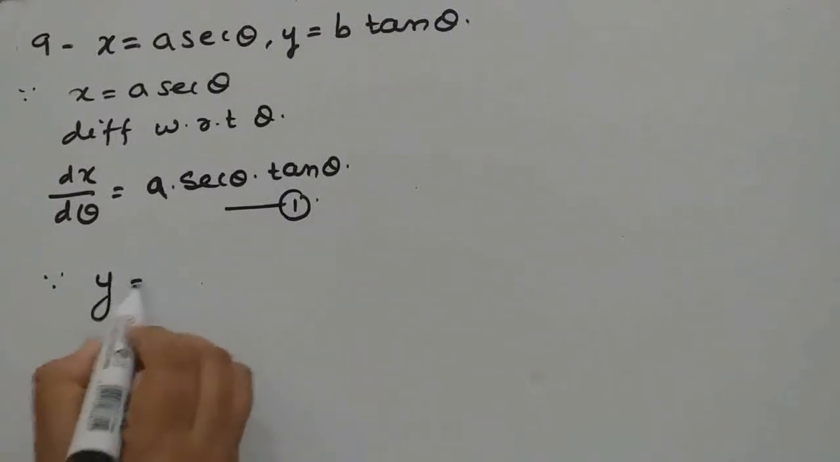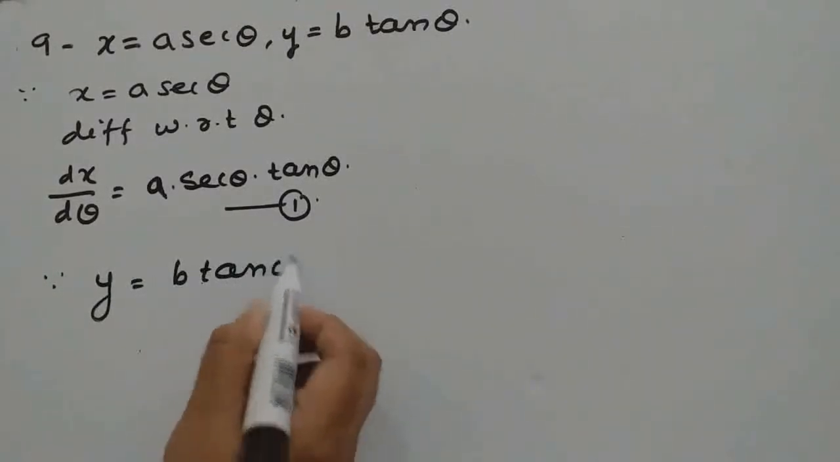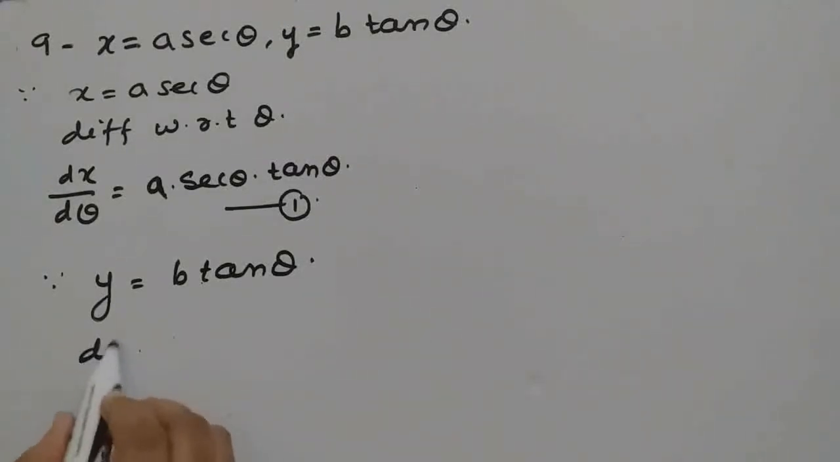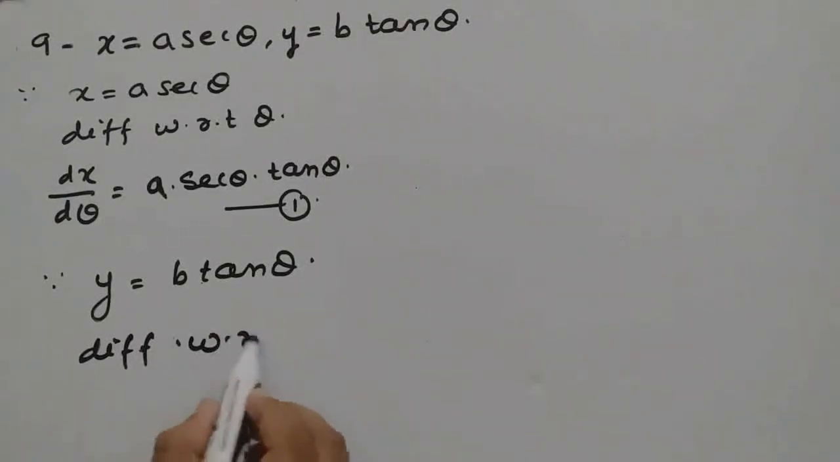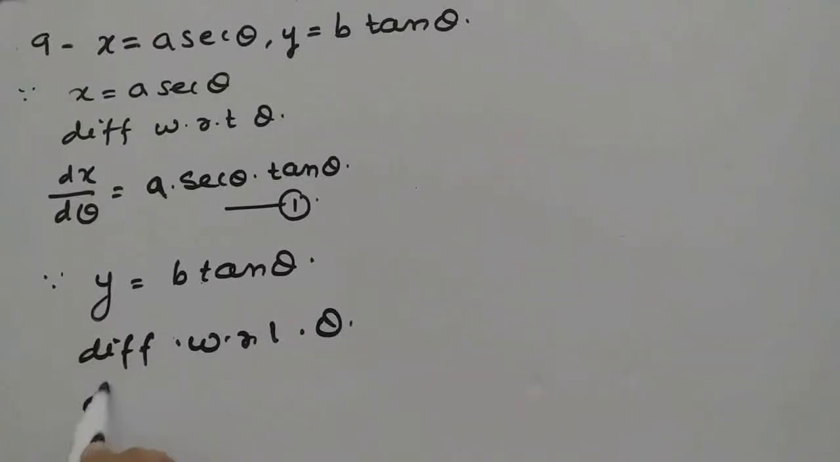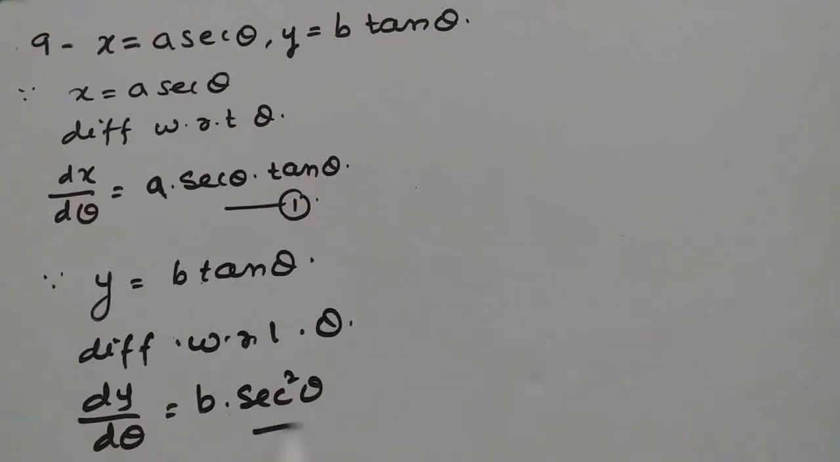Now y is b tan theta. So differentiate with respect to theta. So dy by d theta will be b, and the derivative of tan is sec square theta. Equation 2.